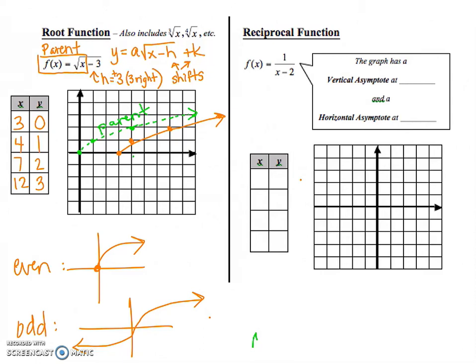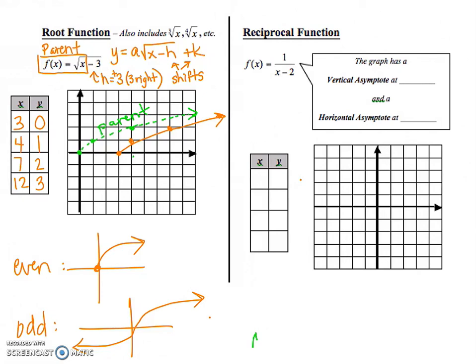Okay. Our next type of graph is called a reciprocal function. You may or may not have had experience with reciprocal functions in the past. This is just our introduction to them. We're going to talk about them in a lot more detail later on in the school year.